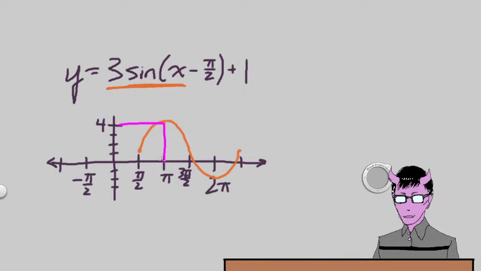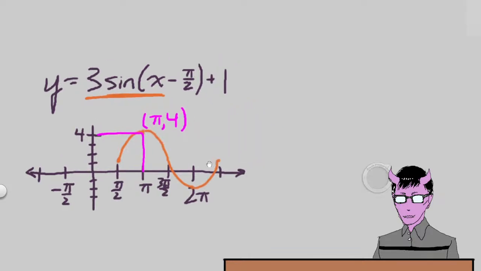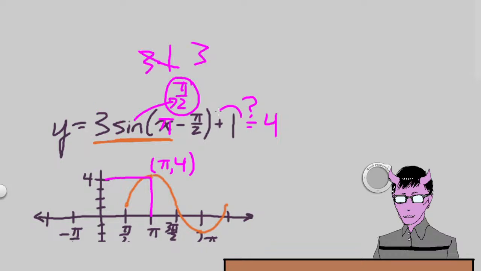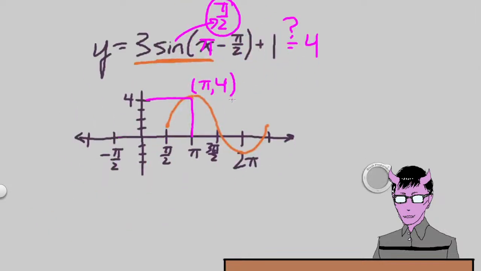So this one, that one's going to be pi, 4. So this point is predicted by our graphical hypothesis. So if we plug in pi, will we truly get a 4? Let's test that out real quick. This one simplifies into pi/2. Sine of pi/2 is an interquadrant angle, that's +1. +1 times 3 is going to give us 3, and then 3 plus 1 is indeed 4. So this graphical hypothesis is probably good.